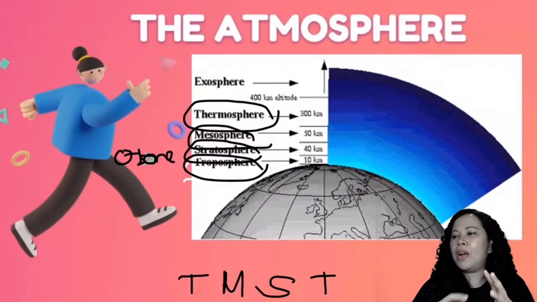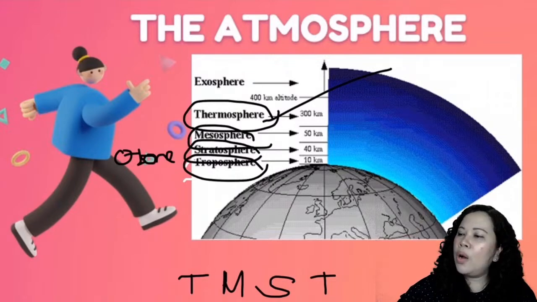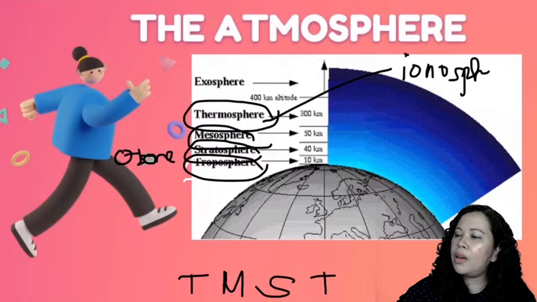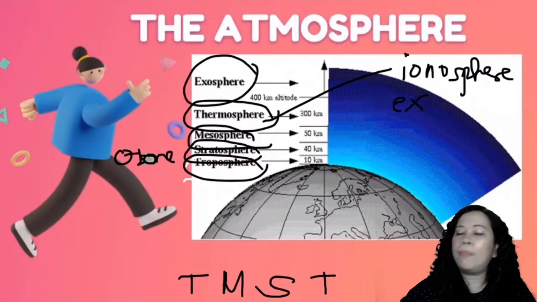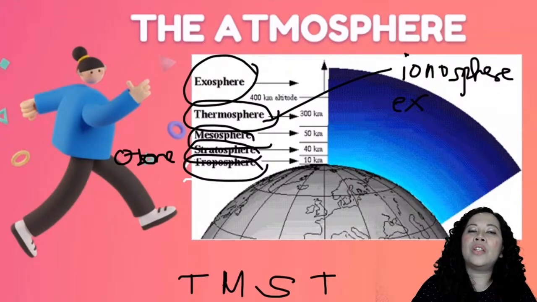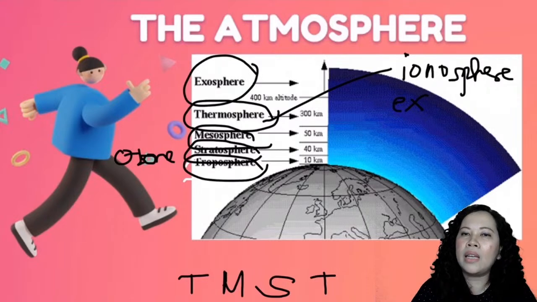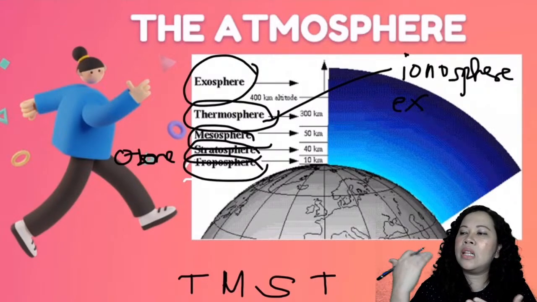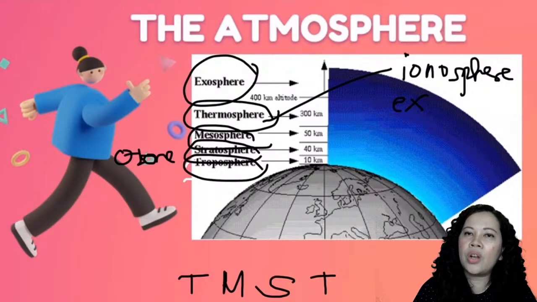So sometimes your thermosphere here is actually divided into two layers. You have your ionosphere and your exosphere, which is the one on top. Okay, so those are the two layers. When we say ionosphere, this is where your ions are. This is the lower part of your thermosphere. Solar radiation is very strong here.